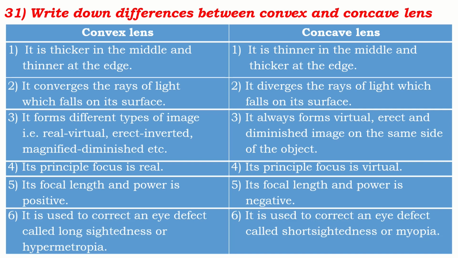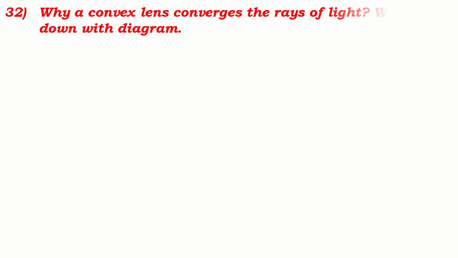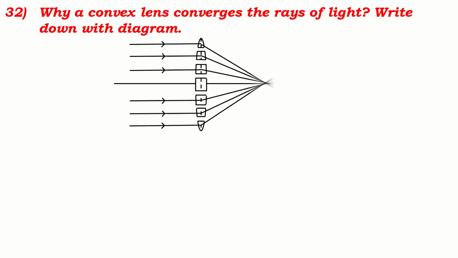And another difference, convex lens is used to correct an eye defect called long-sightedness or hypermetropia. Concave lens is used to correct an eye defect called short-sightedness or myopia. Later we'll discuss the short-sightedness and long-sightedness, or myopia and hypermetropia, also. It comes in the same chapter, light. Okay, let's go to the next question. Why does a convex lens converge the rays of light? Write down with a diagram. Now, how can we draw the diagram? Look at this. A convex lens can be considered to be made by using different pieces of prism.